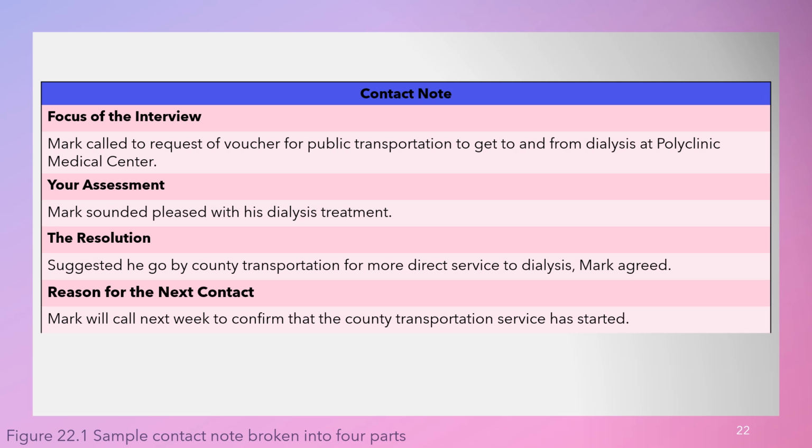The reason for the next contact: Mark will call next week to confirm that the county transportation services has started. Seems simple, huh? Let's try one more example.